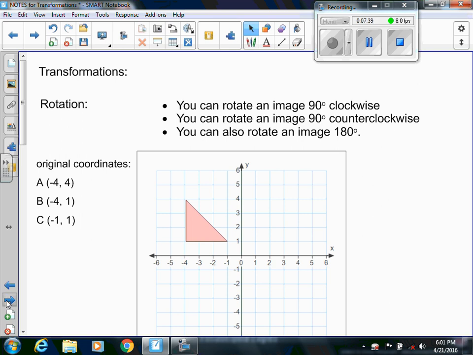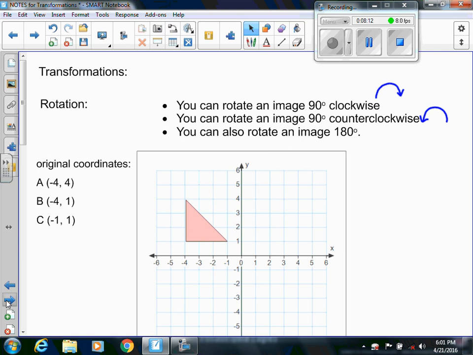Rotation just means you can rotate the image, which means you're going to turn it. You can turn it 90 degrees clockwise, you can turn it 90 degrees counterclockwise, or you can rotate the image an entire 180 degrees. Obviously, if you go 180 degrees, it's the same whether you go clockwise or counterclockwise. Remember that clockwise is in this direction, as if you're watching the second hand on a clock. Counterclockwise is going this direction. And 180 is literally a 180, as if you were going forward and you turned around and went backward, the opposite direction you just came from.